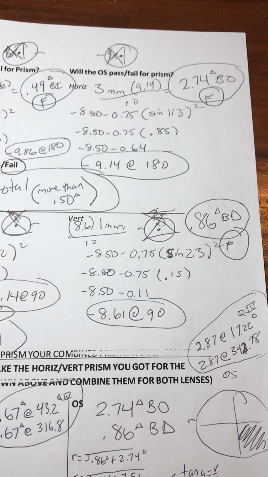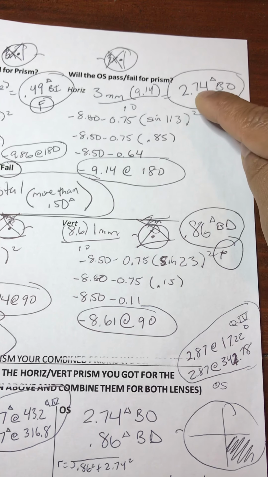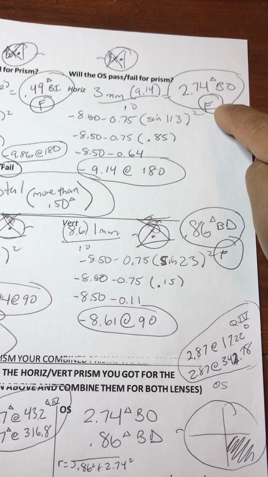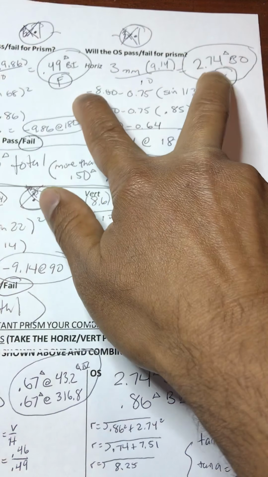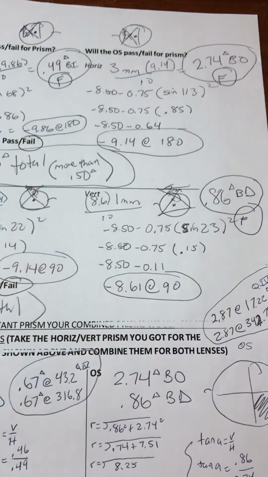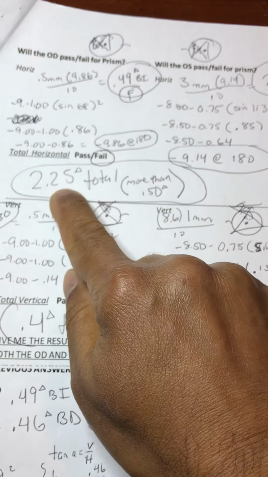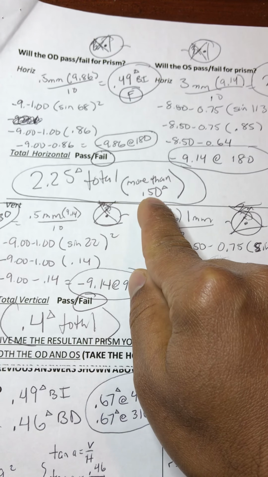The horizontal for the left lens should have come up to approximately somewhere in the neighborhood of 2.74 diopters base out, which means that fails by itself. When we then combine these two, we would have in-out prism. In-out prism is going to cancel. Those two subtract down to approximately 2.25 of total prism, which is more than 0.5.